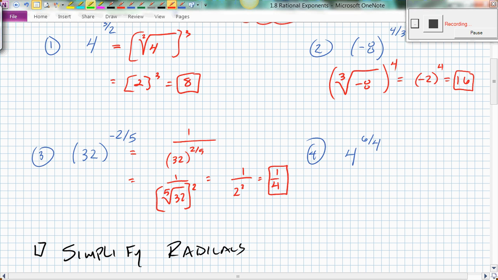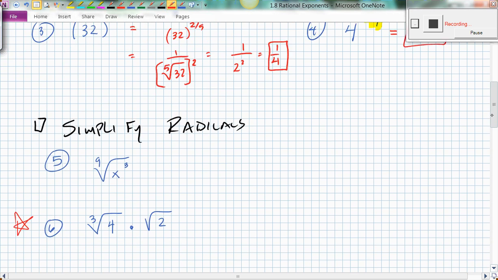And then number 6, I put this one in specifically to remind you that you can simplify a fraction in the exponent first to give you 4 to the 3/2, which is exactly the same problem as number 1. So you are allowed to do that.